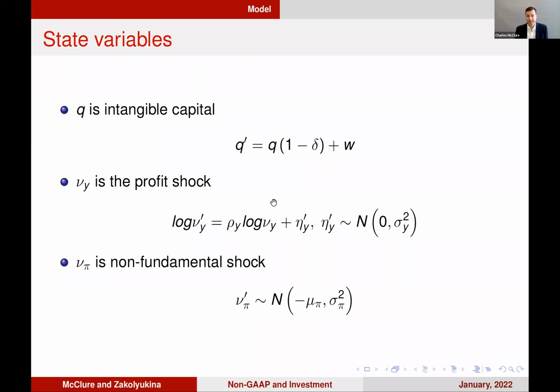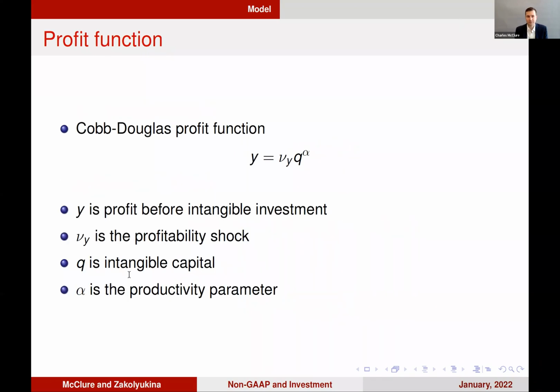The firm also faces this productivity shock, which is an AR1 process in natural logarithms. So this is going to be a profitability shock that's related to the firm's core operations. And then the third component is going to be a transitory or non-fundamental shock, and that's going to be new pi. And that's going to be the part that's going to noise up GAAP earnings.